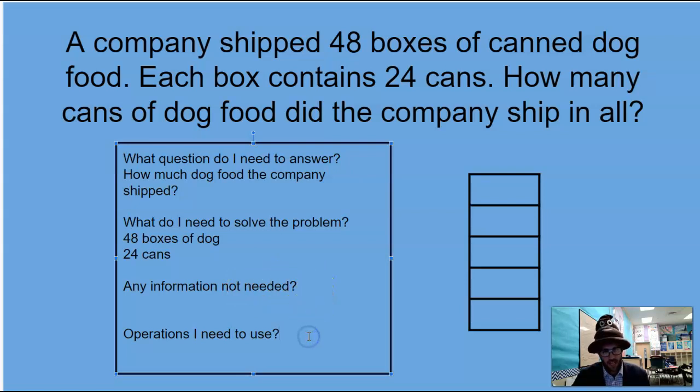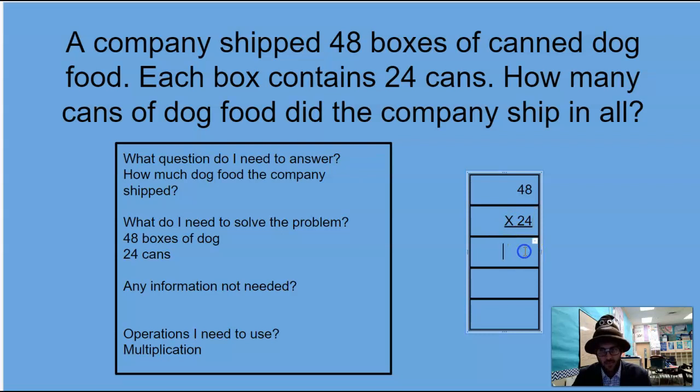And operations I'm going to use. Because it says how many did the food company ship in all, it's a total, and I see this word each box. That makes me know that this is going to be a multiplication problem. So I'm going to use multiplication. And over in my fancy chart over here, I'm going to write 48. And then we're going to multiply by 24.